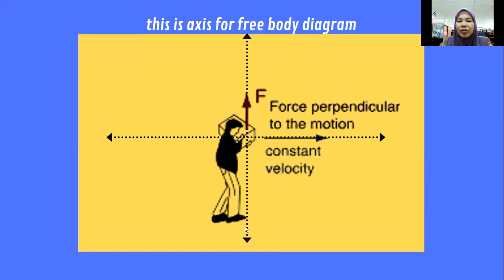What is a free body diagram? A free body diagram represents the axis X and also axis Y. Depend on you, you can use your test pad and draw your free body diagram. It represents the object itself. Here in this situation we have a box, and there is a force acting upward and also acting to the right.